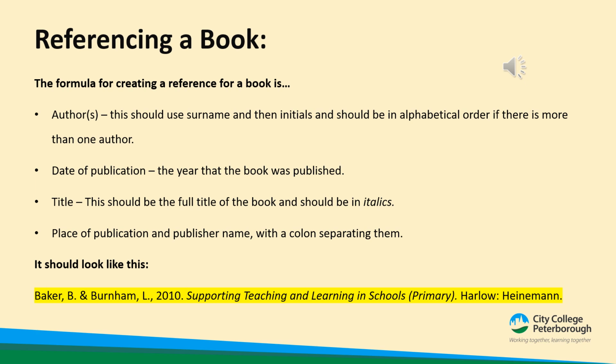Next, we write the date of publication, the year that the book was published. This can be found on the first few pages of the book, where the publisher and place of publication will be listed too. The title of the book comes next. Make sure this is the full, correct title and not an abbreviated version. This should be written in italics. Finally, add information of the place of publication and the publisher's name, separating these pieces of information with a colon.